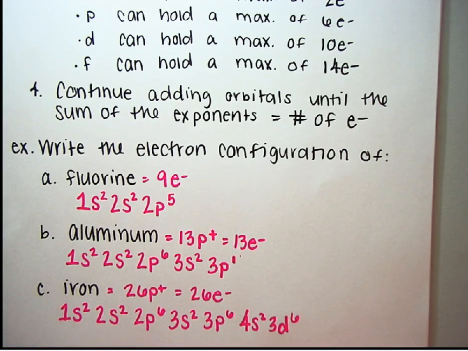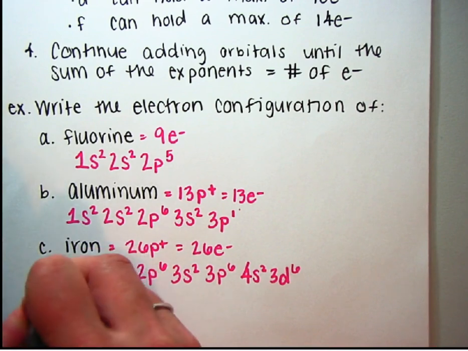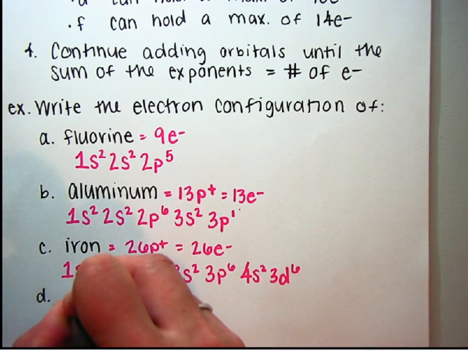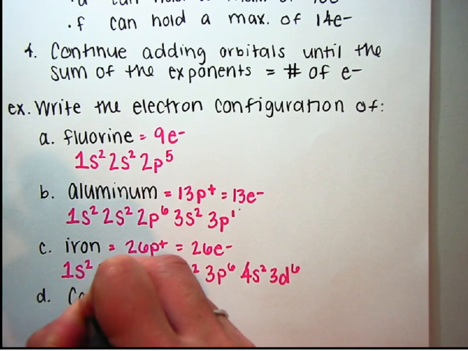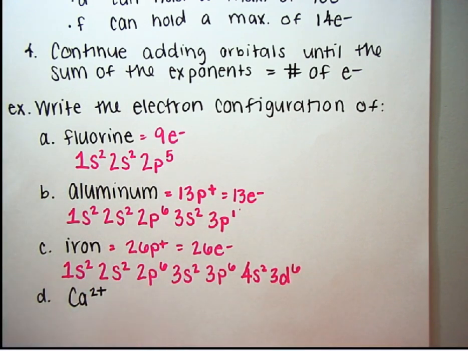Lastly, let's do an ion. Just like with the orbital filling diagrams, electron configurations for atoms and ions, we're going to do them the exact same way. The only difference is that the electrons will be different.